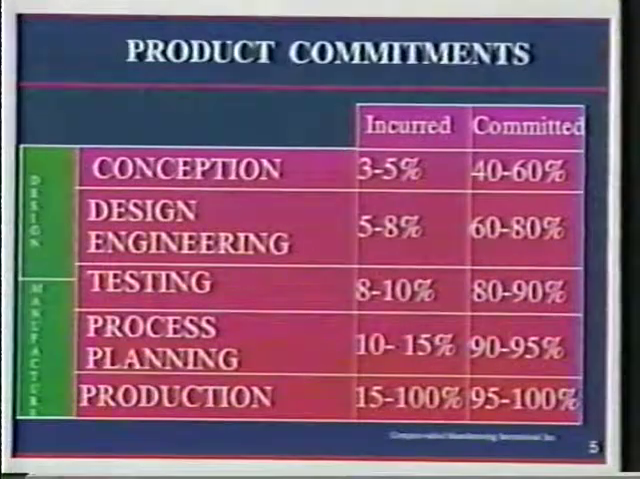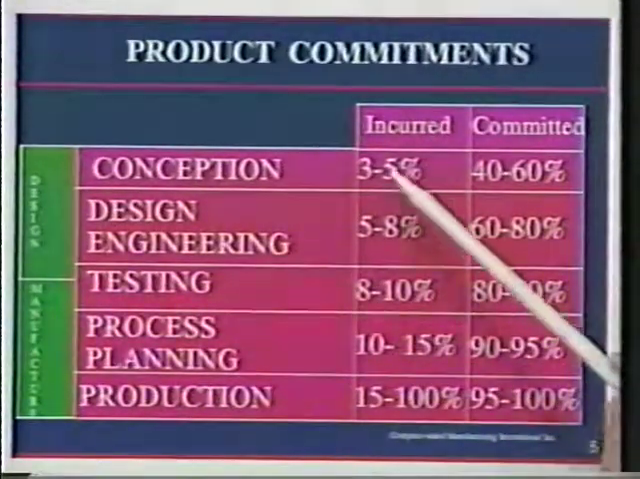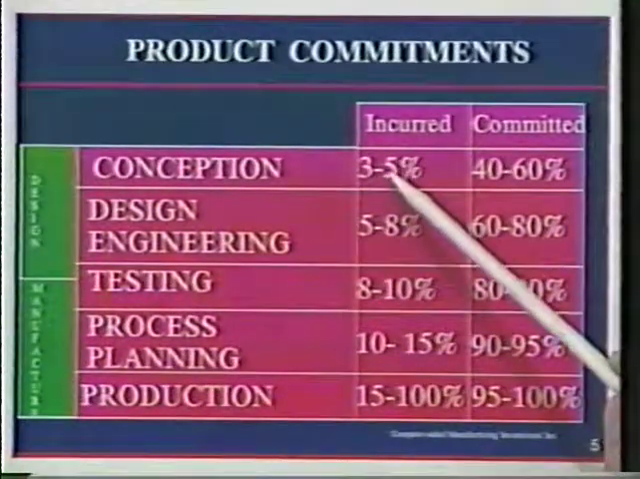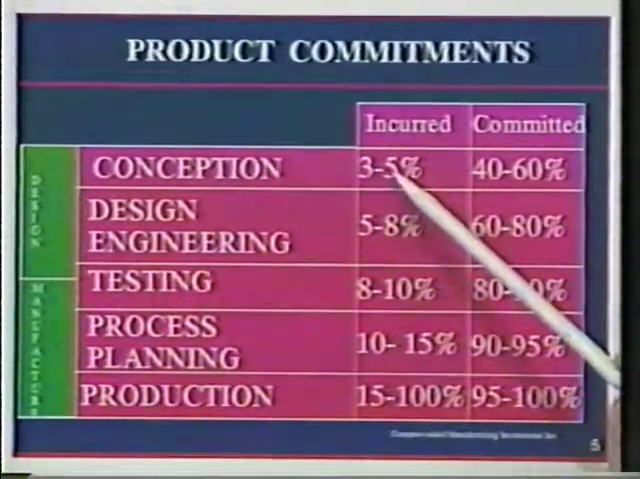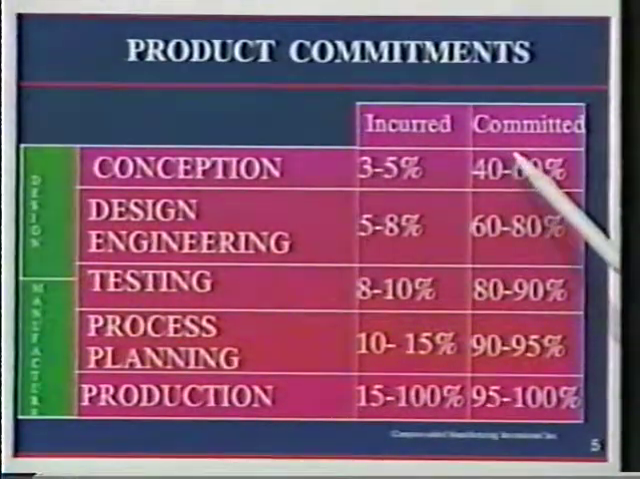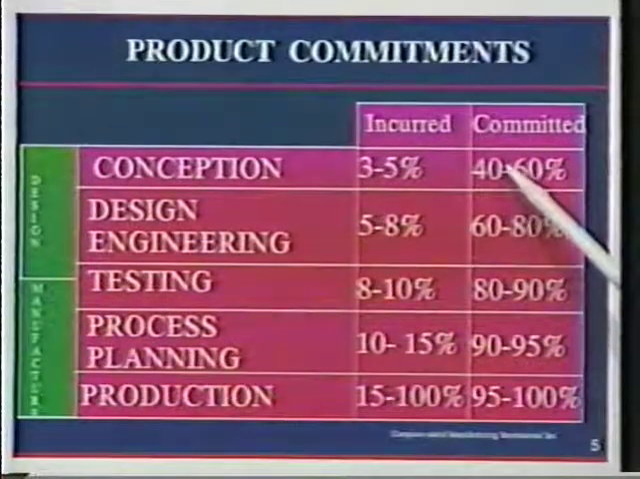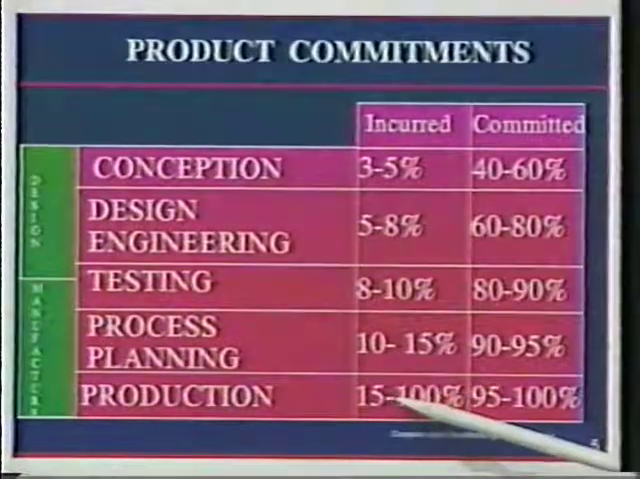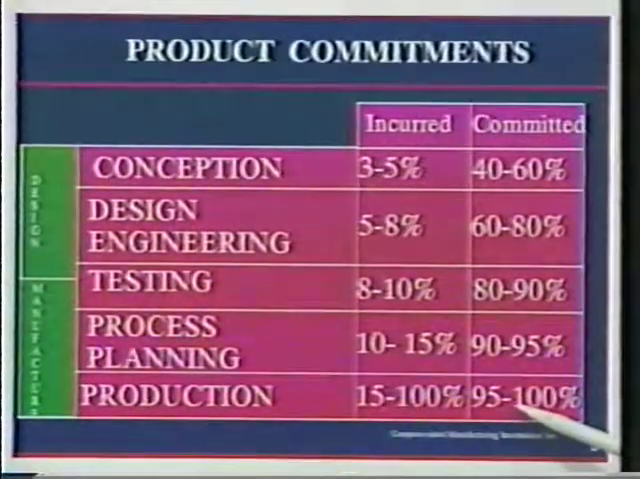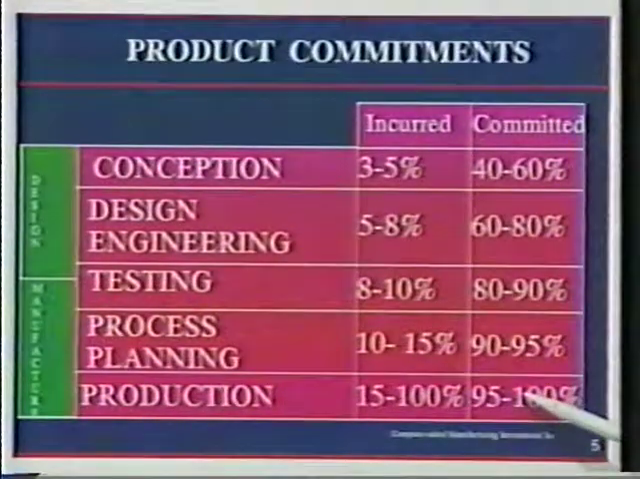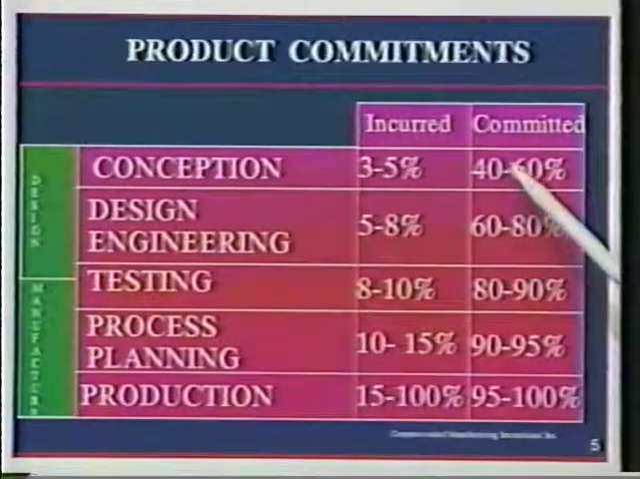The expenses incurred during the design stage are about 3 to 5% of the cost. However, we make 40 to 60% of the commitments during this stage. In the final production stage, we incur 85% of the cost, but we can change only about 5% of the variables. So we have control over 5% of the variables versus a large number of variables here.